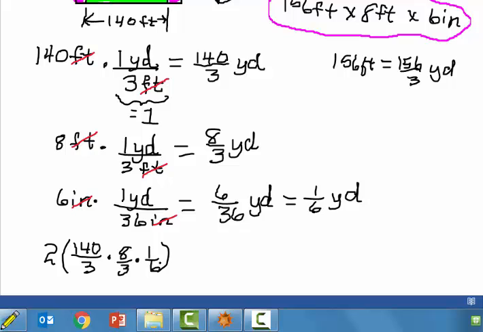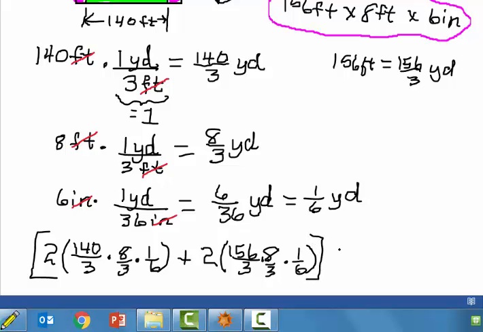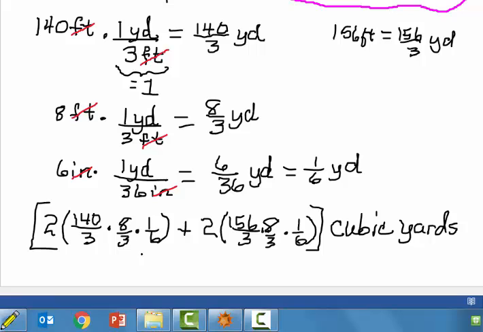So yards times yards times yards is cubic yards. And I'm going to add to that the volume of concrete for the longer strips, which are 156 over 3 yards times 8/3 yards times 1/6 of a yard. Yard times yard times yard is also cubic yards. So this is cubic yards, which is what you were asked to put the answer in. You can use your calculator to do this calculation. Most calculators have a fraction button, so you can enter these fractions using the fraction button. If you're not sure how to do that, you could just multiply and then divide later.